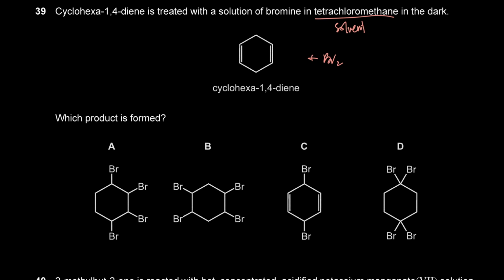So what will happen is that the bromine will simply add on across the double bonds. We'll get 2 bromines being added across this double bond, and then 2 bromines will add across this double bond. So this will be the product. The product over here is B. We'll have 2 bromines added across each of the double bonds. So the answer is B.